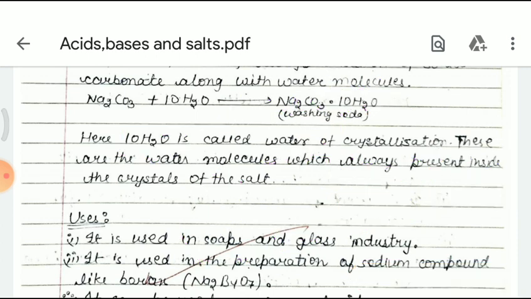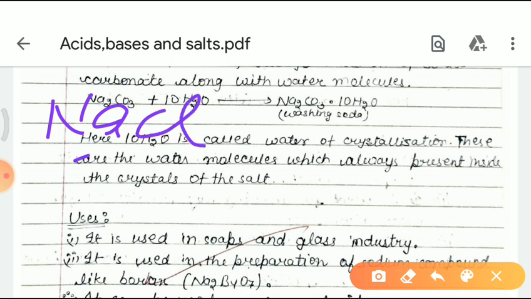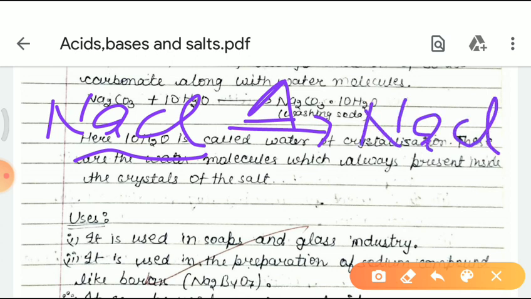इसको हम इस तरीके से देख सकते हैं कि let us consider a simple salt, and the simplest salt for us is what? NaCl, right? If we heat this NaCl after putting it into a frying pan, then what will we observe? We will observe that a paste of NaCl is formed.